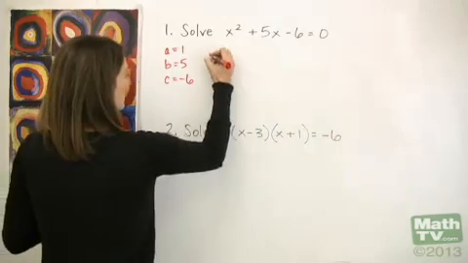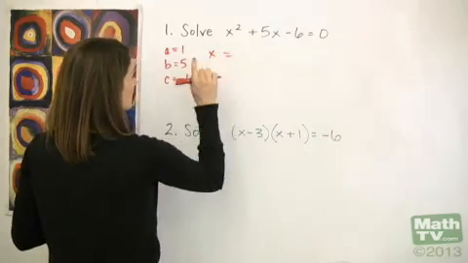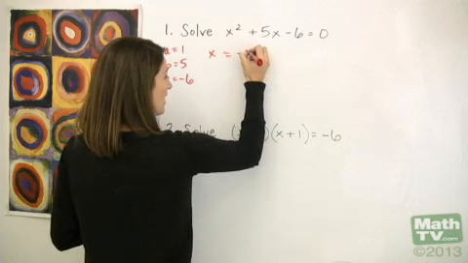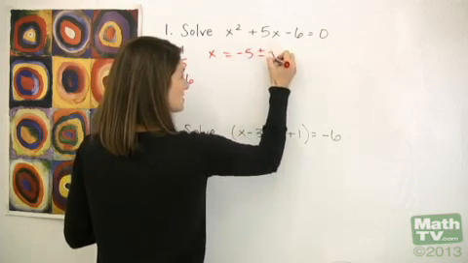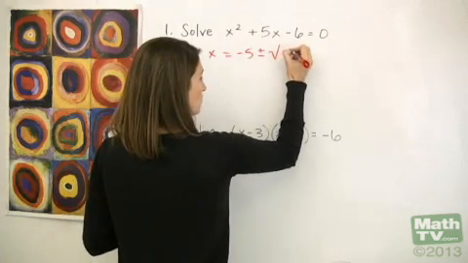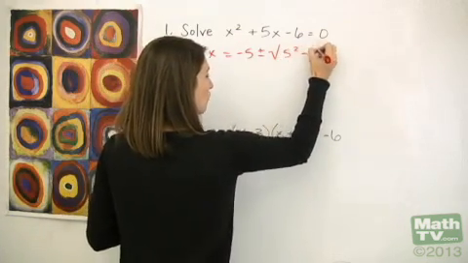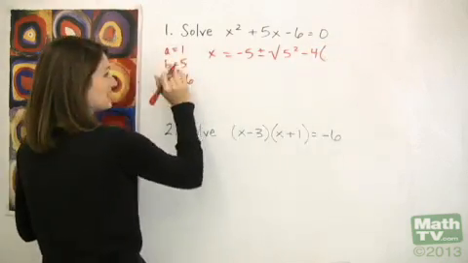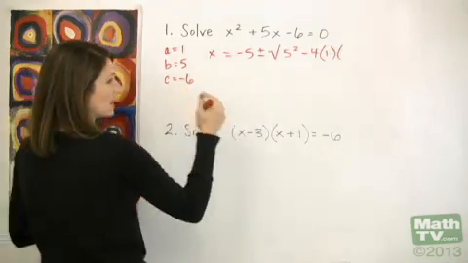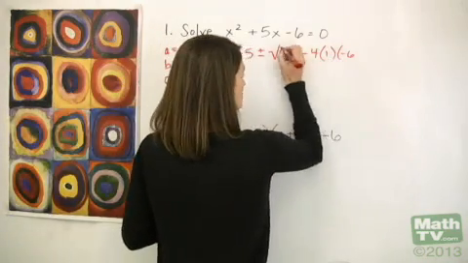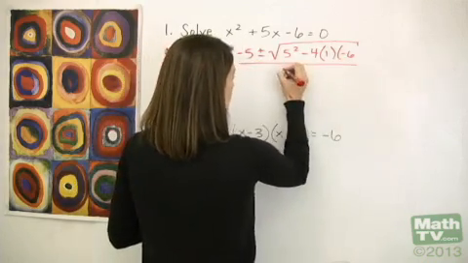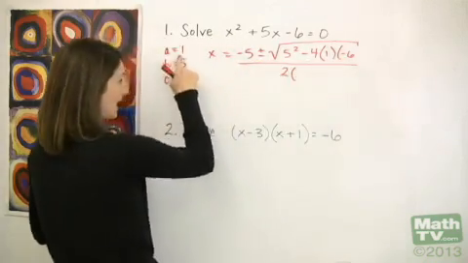So our formula is x is equal to negative b, where b equals 5, so we have negative 5, plus or minus the square root of b squared, so that's 5 squared, minus 4ac, and a is equal to 1, and our coefficient c is negative 6. So that's the radicand all under this radical sign, and that is all over 2a, and again a is equal to 1.